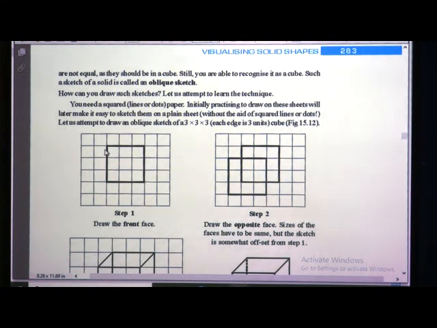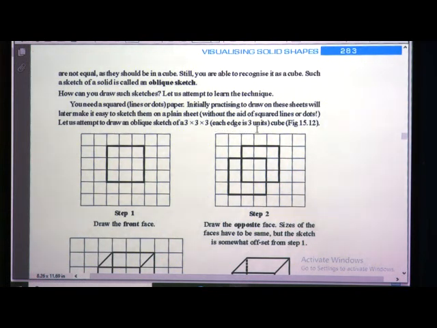So, you can take square lines or dot paper, and initially practicing drawing on these sheets will later make it easy to sketch them on a plain sheet also, without the aid of square lines or dots. Let us attempt to draw an oblique sketch for a 3 multiplied by 3 multiplied by 3 cube, which are nothing but the dimensions.